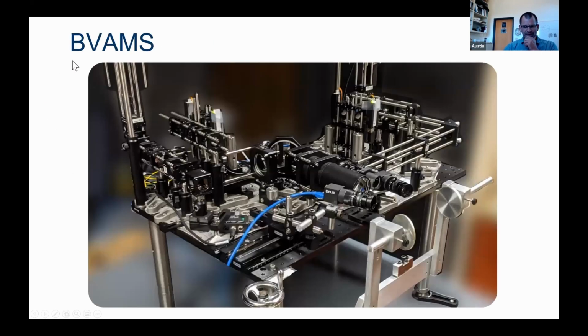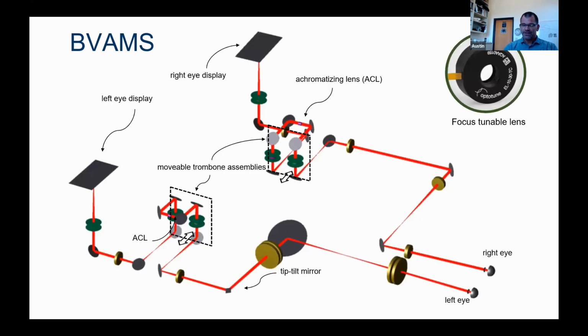It's called BVAMS, the Binocular Varichrome Accommodation Measurement System. This is a photograph of the system as it is in the lab. Here's a schematic, which is a little easier to interpret. The BVAMS has independent channels for both the left and the right eye. Each eye has its own high-resolution OLED display, with pixels of 1.23 arc minutes in the way they're configured here in the system.